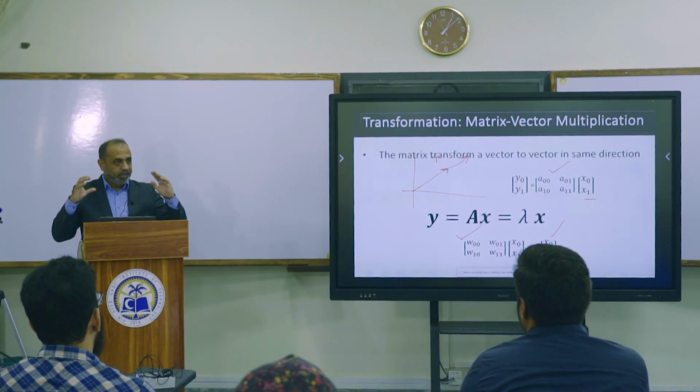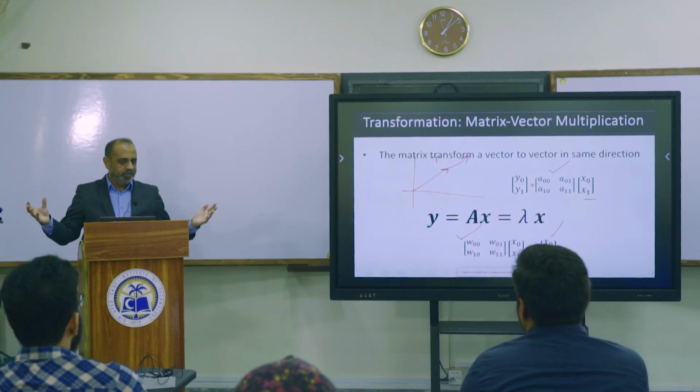In simplicity, an eigenvector is a vector which is specific to a matrix. So every matrix will have a few eigenvectors. You cannot have just any vector which will not change its direction. It's not possible. So given a matrix, you can only have a certain number of vectors which will not change their direction. And what is a matrix? Matrix has data usually.